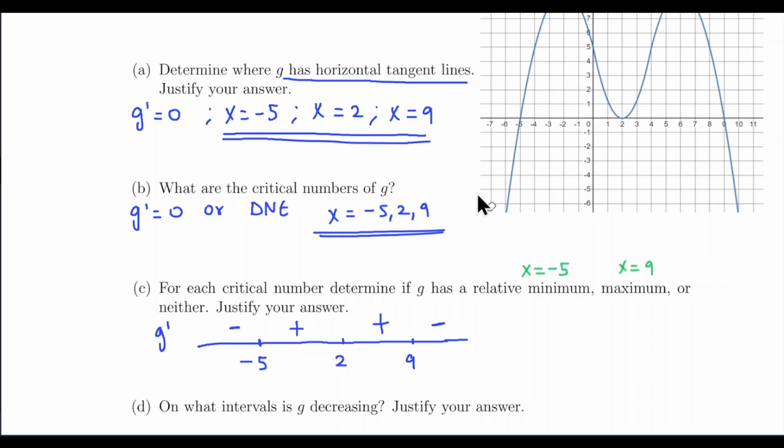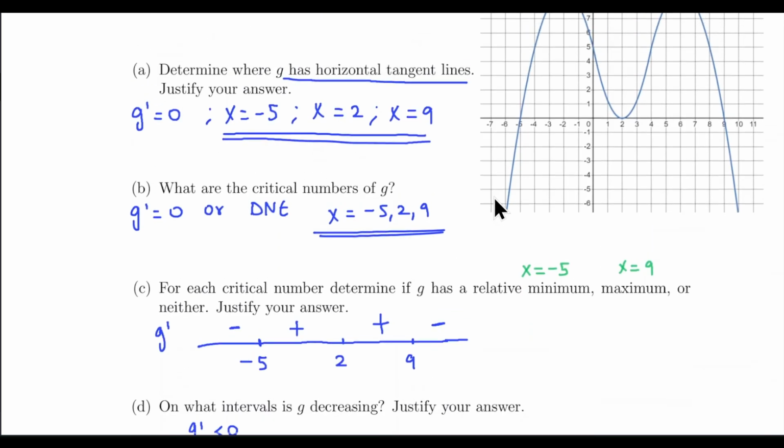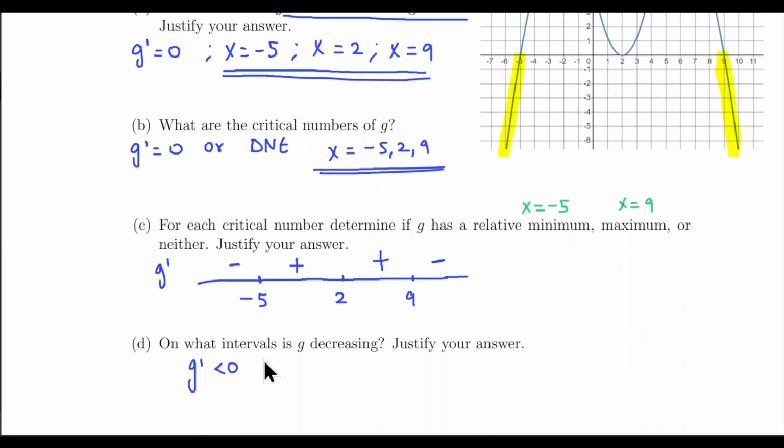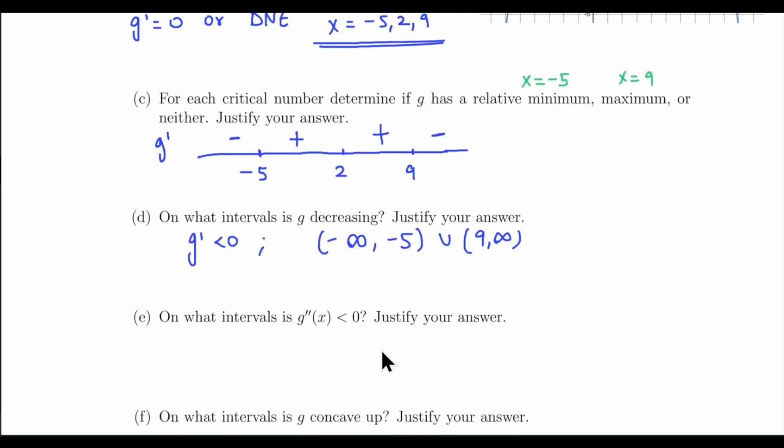On what intervals is g decreasing? g is decreasing wherever g prime is negative, and g prime is negative when it is below the x-axis, because this is the graph of g prime. So this is one interval and this is another interval. I'm going to answer that it happens from -infinity to -5, union 9 to infinity. Next, you're asking during which interval is g double prime negative? Okay, that's a little confusing.